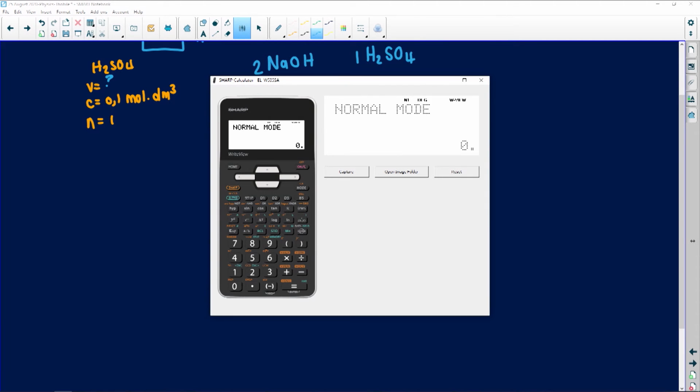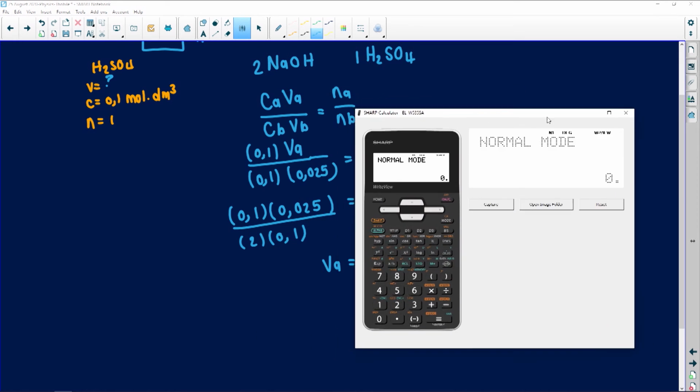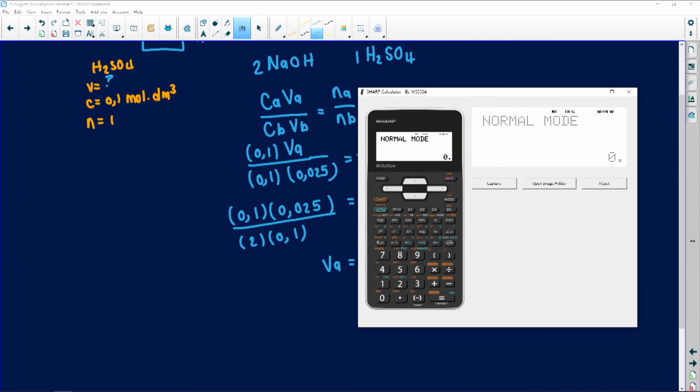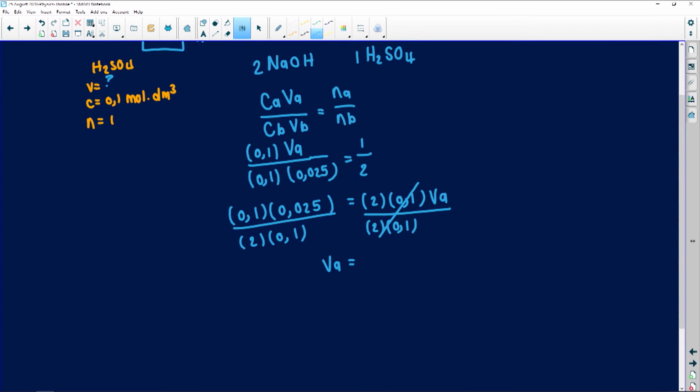I'm going to use my calculator. Let me see if I can move it there. Can we move it somewhere I can see? Okay, let's put it here. So I'm going to have a fraction, open bracket, 0.1, close my bracket, I'm going to have 0.025, close the bracket, come down. I've got 2 multiplied by 0.1. Let's see what I get there. Remember, we don't want it as a fraction, we want it as a decimal. I've got 0.0125. I'm going to write it exactly like that. 0.0125. Now this is dm3.